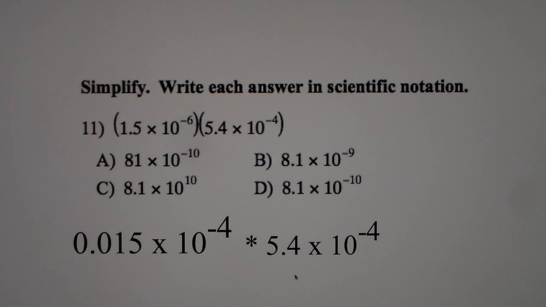And we can multiply these numbers a little bit easier. So we're going to multiply 0.015 times 5.4. Let's do that on the calculator. 0.015 times 5.4. And we're going to get 0.081. So 0.081. And then it's going to be times 10 to the negative 4.